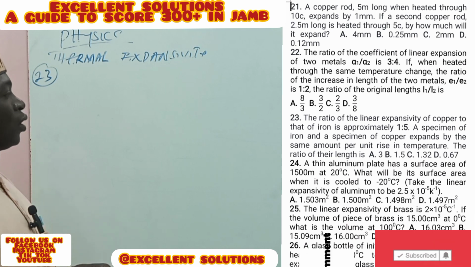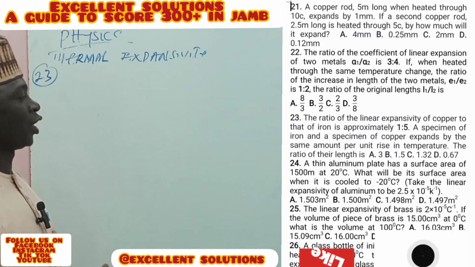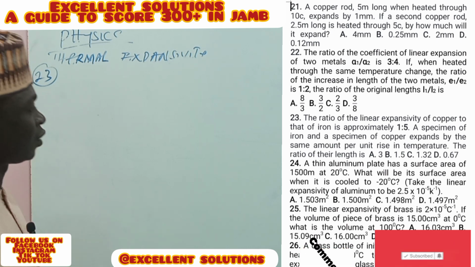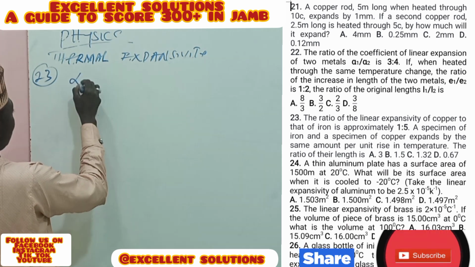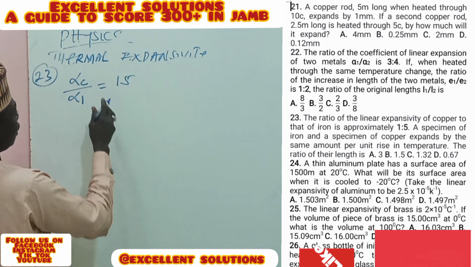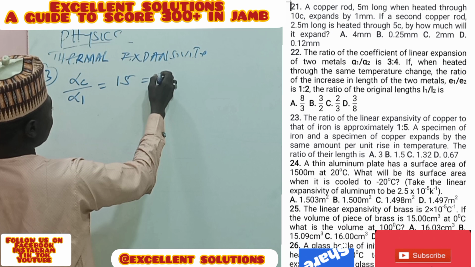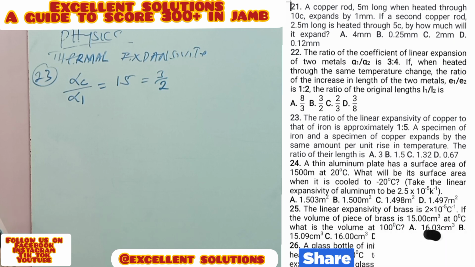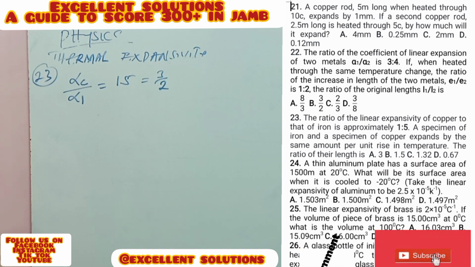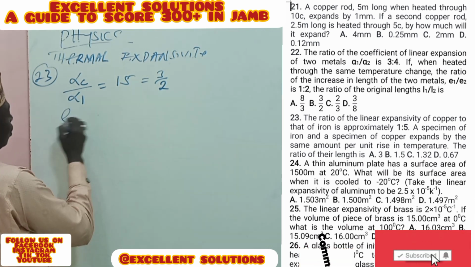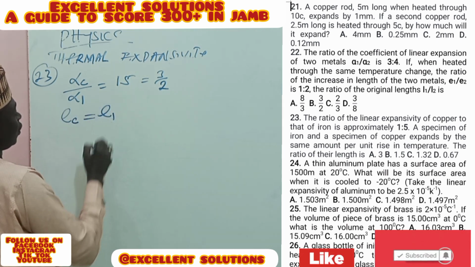The next question is question 23, and this question says the ratio of the linear expansivity of copper to that of iron is approximately 1.5. So alpha of copper over alpha of iron is equal to 1.5, and this 1.5 is the same as saying 3 over 2. A specimen of iron and specimen of copper expand by the same amount per unit rise in temperature. The ratio of their length is, so in this case, expansion of copper is the same as expansion of iron.